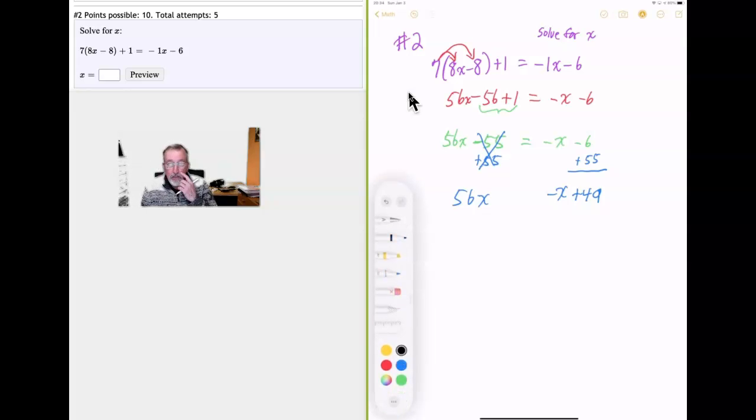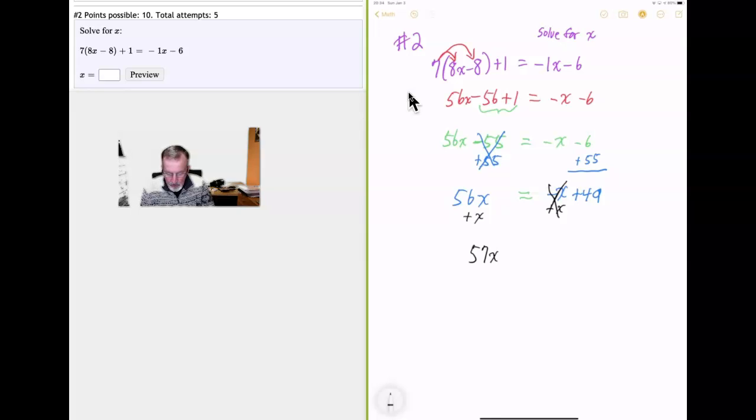So next thing to do will be to move the x's. I guess before I change colors, let's put in my equal sign. Now I can change colors. So we're going to add an x to both sides. And these two go away, the x's cancel each other out, and 56x plus 1 more x will be 57x, and that's going to be equal to 49.